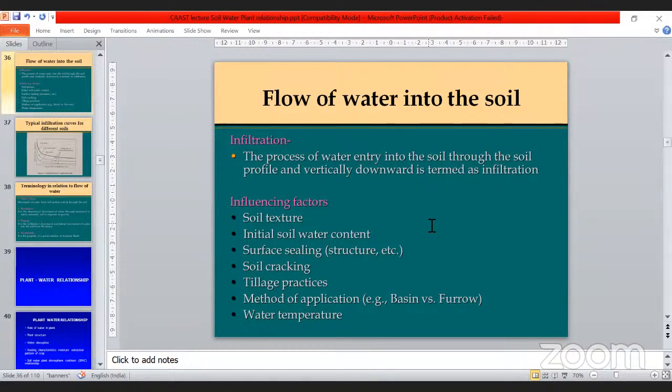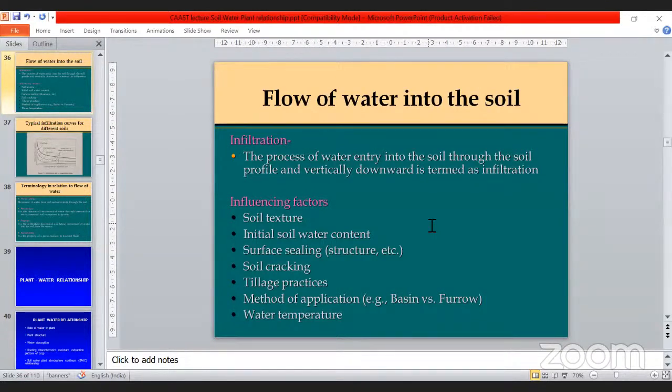So the flow of water into the soil, the process of water entry into the soil through the soil profile vertically downward, is termed infiltration. The water has to go into the soil, and that vertical downward movement is termed infiltration. So the factors influencing it are there. First is soil texture, which is the arrangement of the particles.